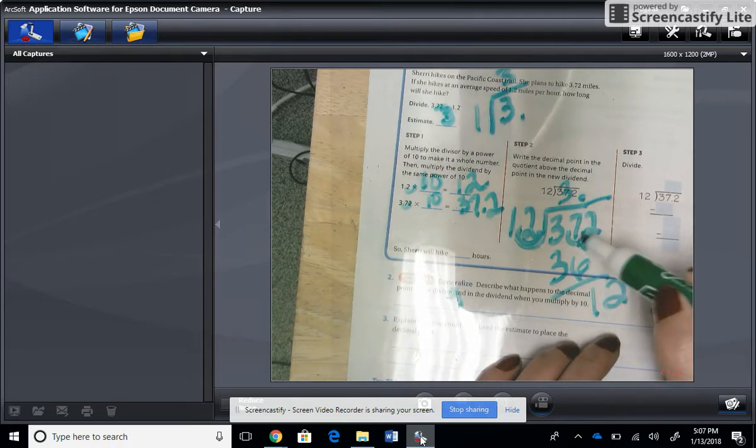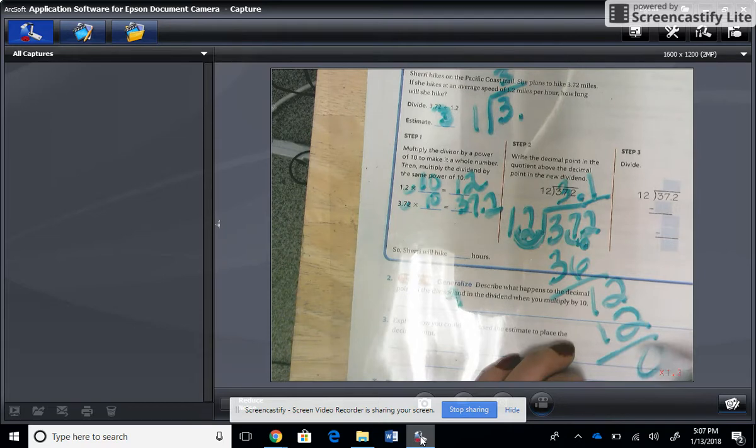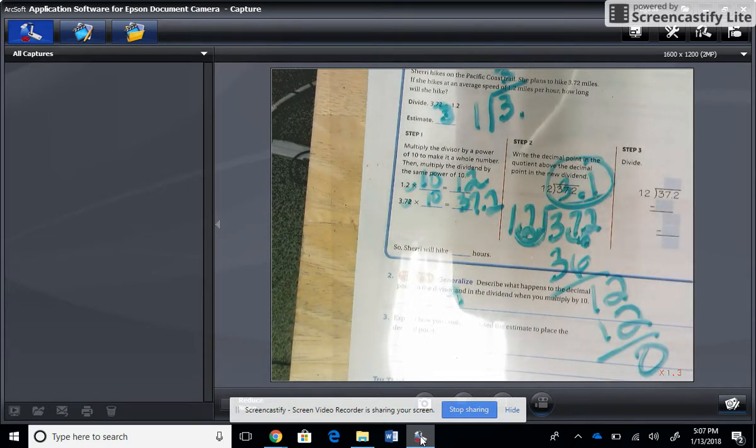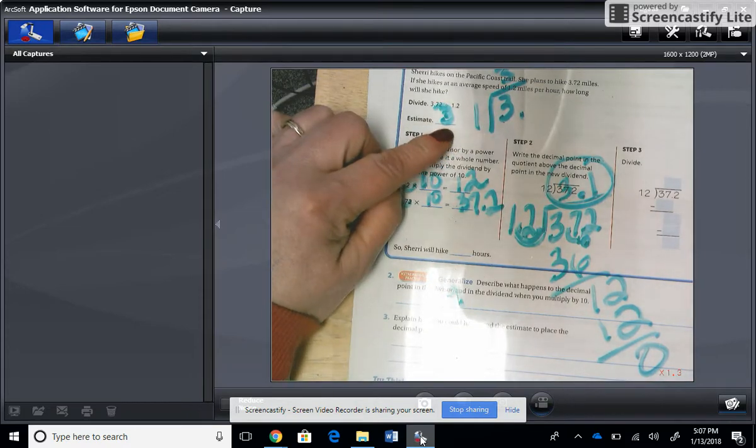Drop down, and my decimal is gone. 12 times what gets me to 12? 1. And I have 12, and I have 0. So what's my answer? 3 1/10. And that is very close to 3 wholes.